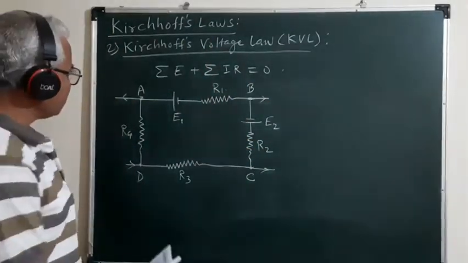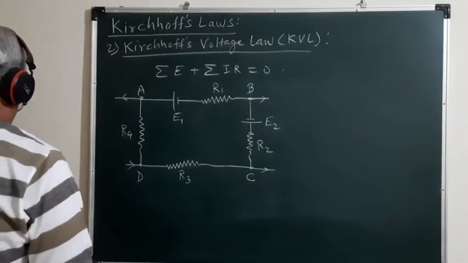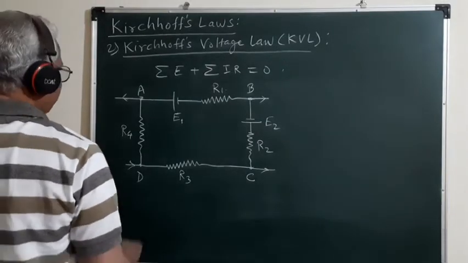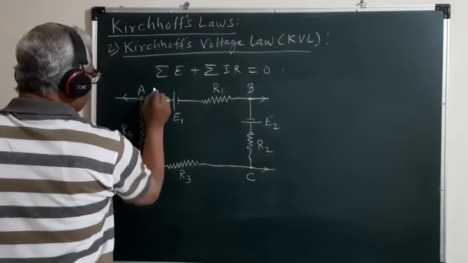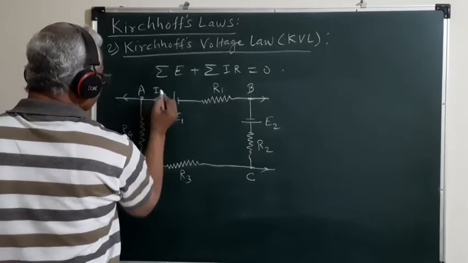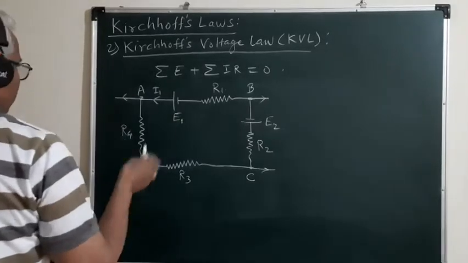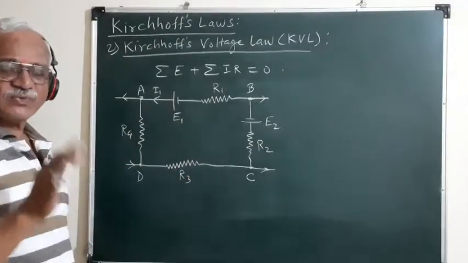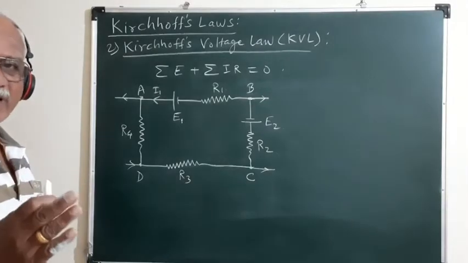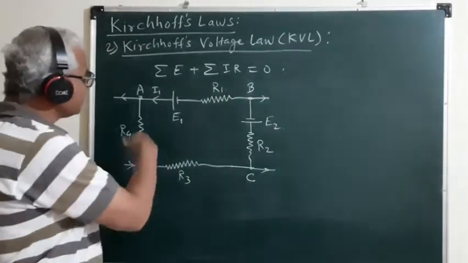So let us consider, for the sake of understanding or for the sake of simplicity, that the current I1 originates from the source E1, and as we know well, always the conventional current flows from the positive terminal of the battery to the negative terminal in the external circuit.